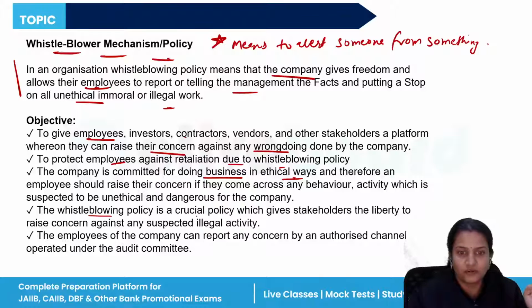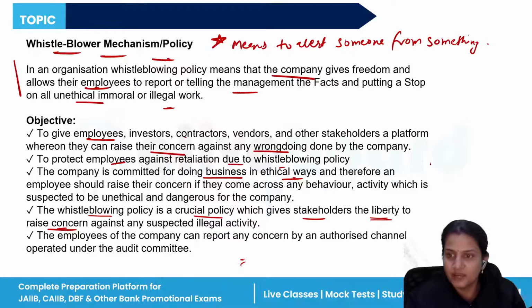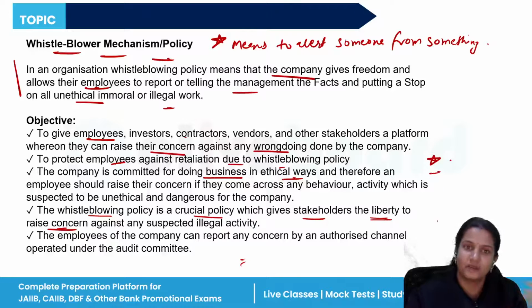So, whistleblowing policy is a crucial policy which gives stakeholders the liberty to raise concern. So, with this policy, they can raise concern against any suspected illegal activity. This is very important, and definitely questions will come in the coming exams also.